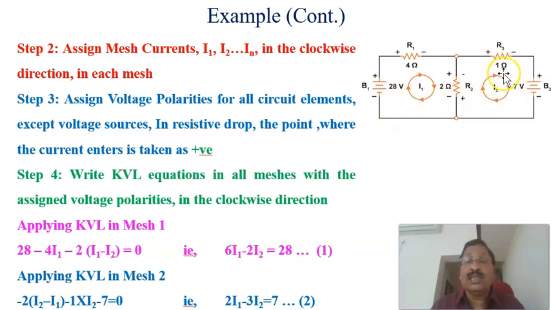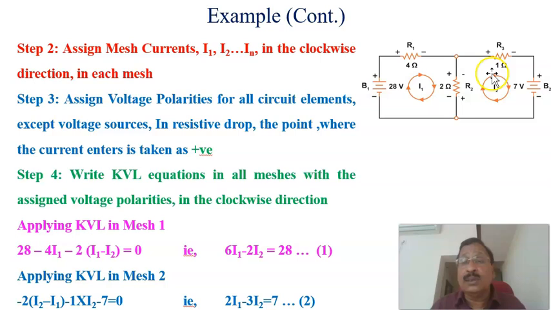Similarly, we apply Kirchhoff's voltage law to the second mesh. Applying KVL to mesh 2, again you have to move in a clockwise direction. Therefore, the current here in the second mesh is I2 minus I1. Of course, R2 is the resistance. Since it is a drop, it is equal to minus 2 into I2 minus I1.